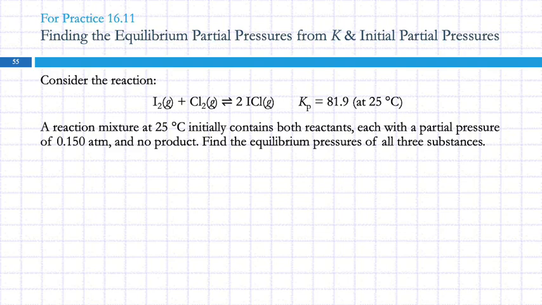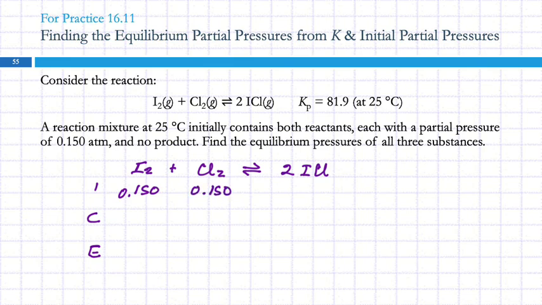Here's one with pressure. Initially contains both reactants, each with a partial pressure of 0.1 atmosphere, and no product. Find the equilibrium pressures of all three substances. And we're given Kp. So we've got I2 and Cl2 going to 2ICl in our ICE table. Initial pressure of both reactants is 0.150 and 0.150, and there's no product.